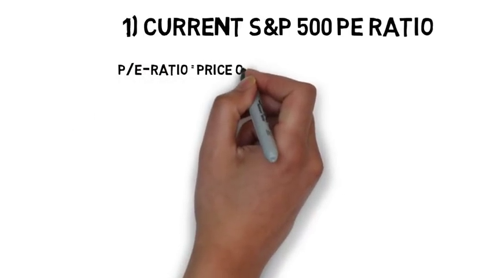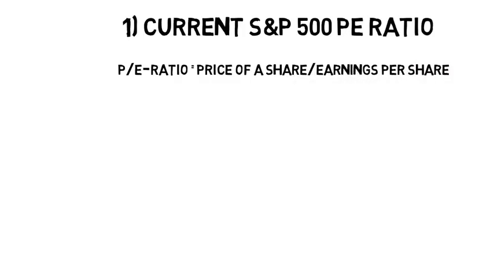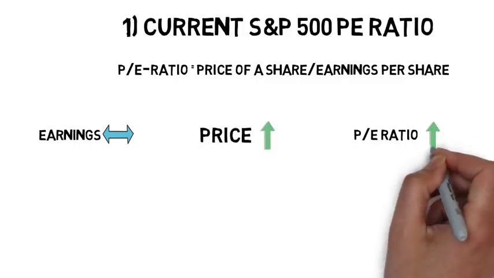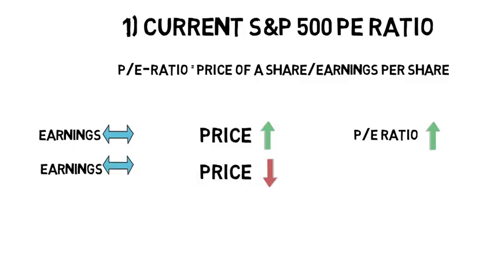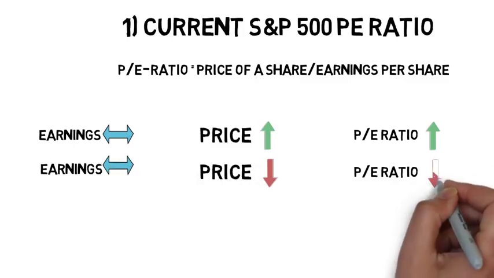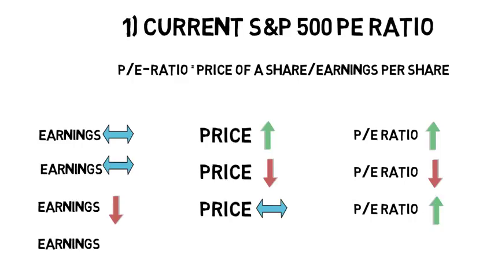The PE ratio is just the result of the price of a share divided by the earnings per share. If earnings are the same but the price goes up, the PE ratio increases, and if earnings are constant and price goes down, the PE ratio declines. If the share price is stable and earnings decline, the PE ratio increases, while the other way around, when earnings rise and price is stable, the PE ratio declines.